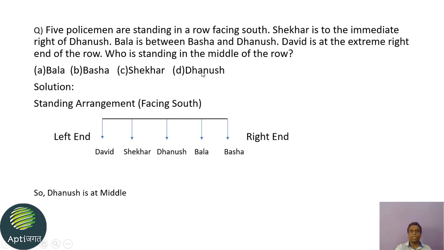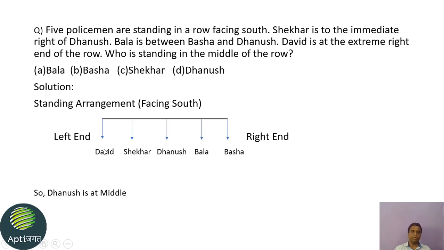See, Shekhar is immediate right to Dhanush. Shekhar's left is Dhanush, right? Bala is between Basha and Dhanush. See, Bala is between Basha and Dhanush, right? David is at the extreme right end of the row. See, this is the right hand side.